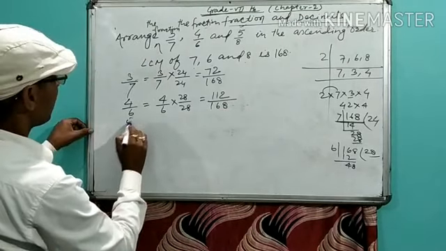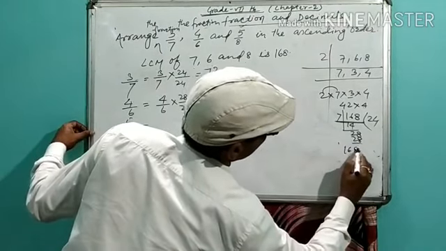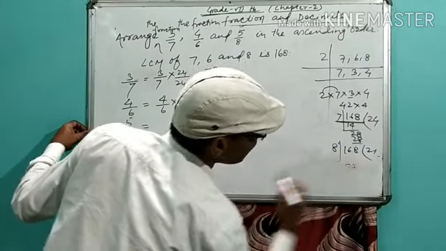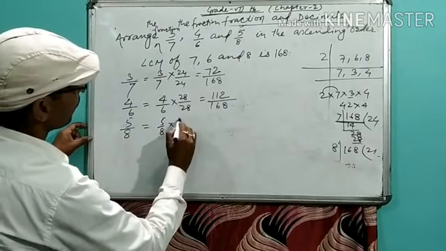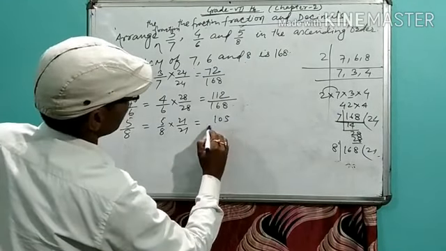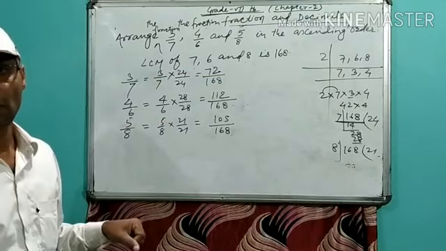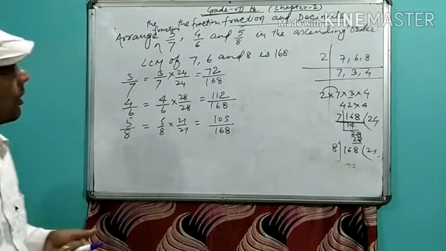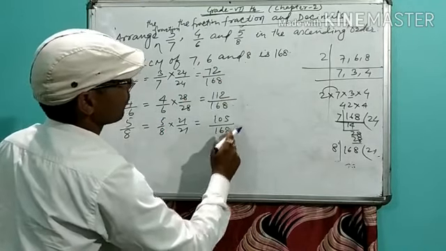Now next is 5 by 8. Divide 168 by 8. 21 times. 5 by 8 into 21 by 21 gives 105 by 168. Now all the fractions are in the same form: 72 by this much, 112 by this much, 105 by this much.